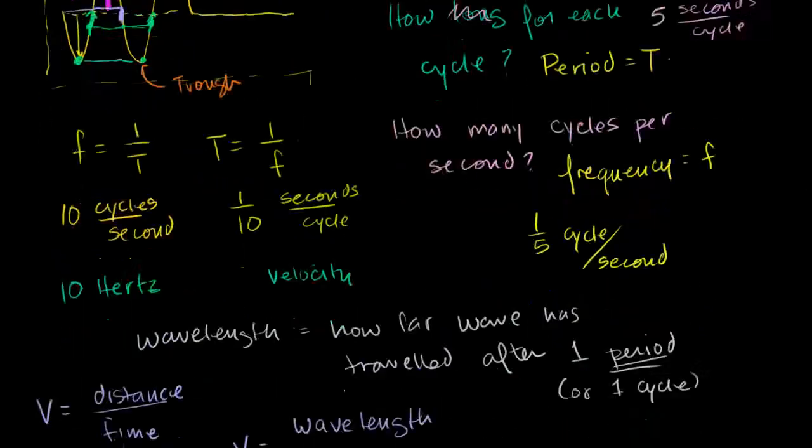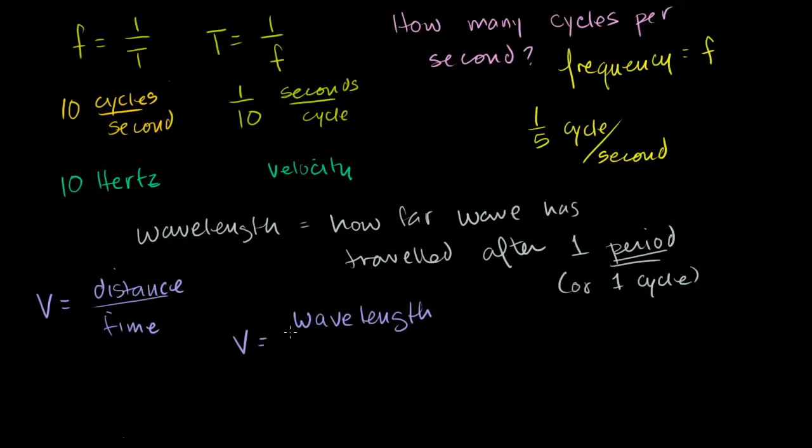So I've traveled a distance of a wavelength, and how long did it take me to travel that distance? Well, it took me a period to travel that distance. So it's wavelength divided by period. Now, I just said that 1 over the period is the same thing as the frequency. So I could rewrite this. The notation for wavelength tends to be the Greek letter lambda.